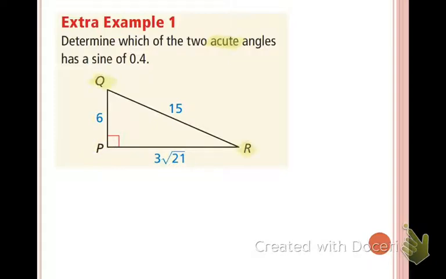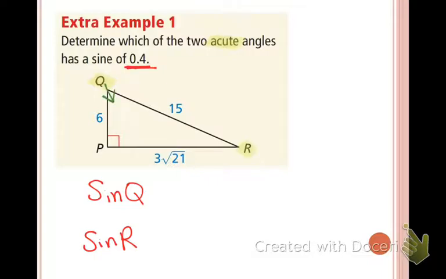So what we're going to do, we're going to find sine of Q and find sine of angle R and see which one equals 0.4. I just said that. She did. It's fine. So let's start with Q.